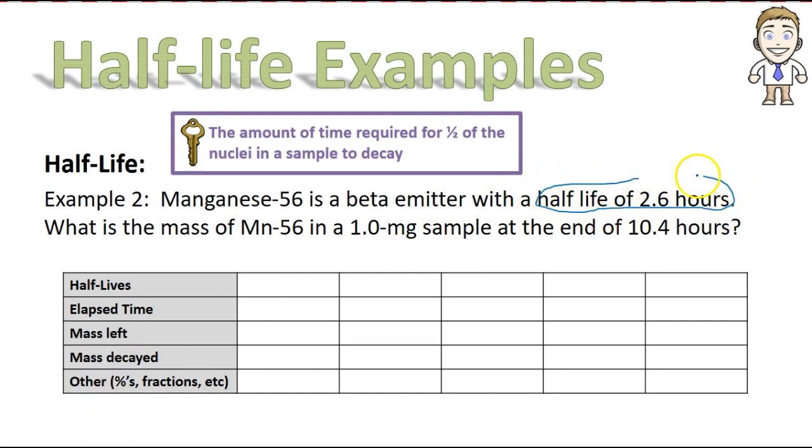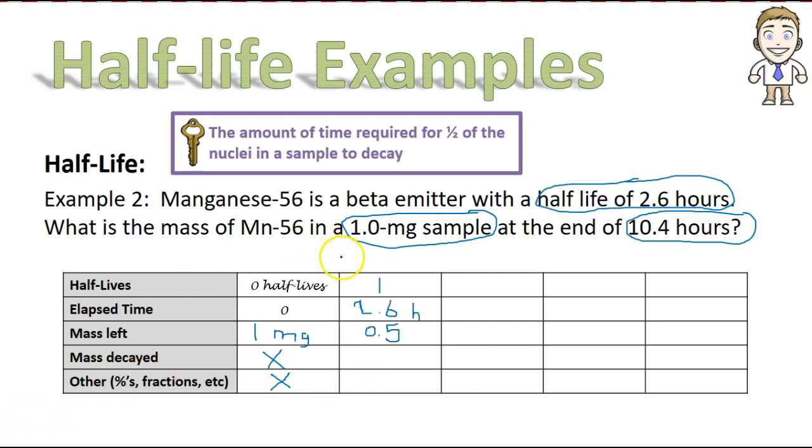It gives me the half-life of 2.6 hours. It gives me an initial sample of 1 milligram. It also gives me a total time in this problem of 10.4 hours. That means the elapsed time is going to be 10.4 hours that we're trying to reach. And remember that first column should always be 0 half-lives have passed, meaning 0 hours have passed in elapsed time. If we fill out the mass left, it's just going to be the 1 milligram sample that we started with. I'm actually going to ignore these last two because the problem isn't asking about them. It's just asking what mass of manganese is left, so let's not waste time filling those out.